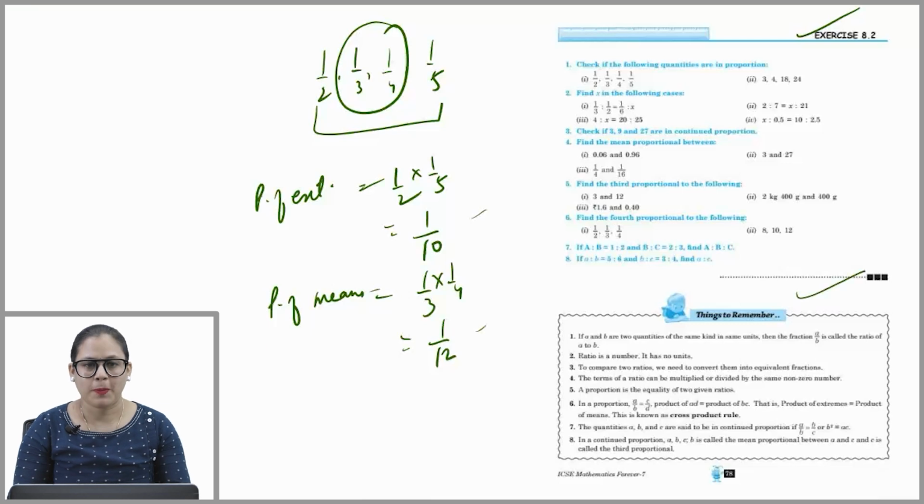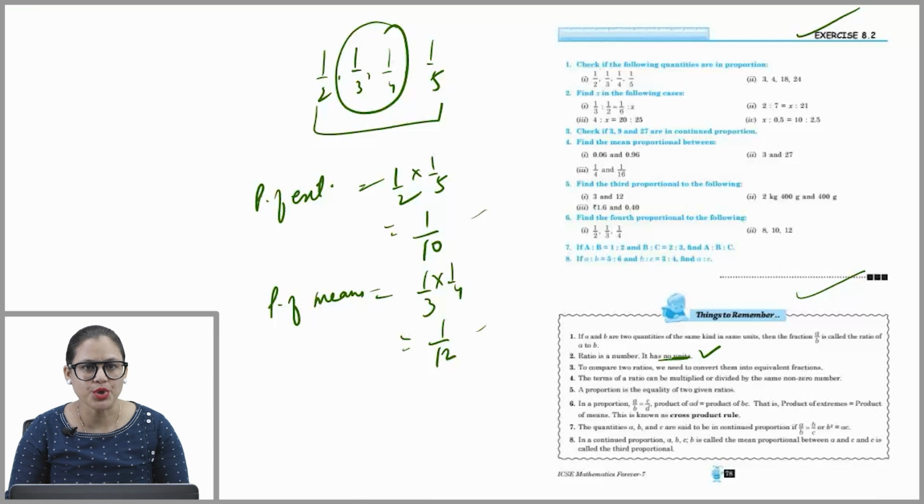Things to remember. 1. If A and B are two quantities of the same kind and same units, then the fraction A by B is called the ratio of A to B. 2. Ratio is a number, it has no units. Remember that, a ratio doesn't have any unit. 3. To compare two ratios, we need to convert them into equivalent fractions. 4. The terms of a ratio can be multiplied or divided by the same non-zero number.